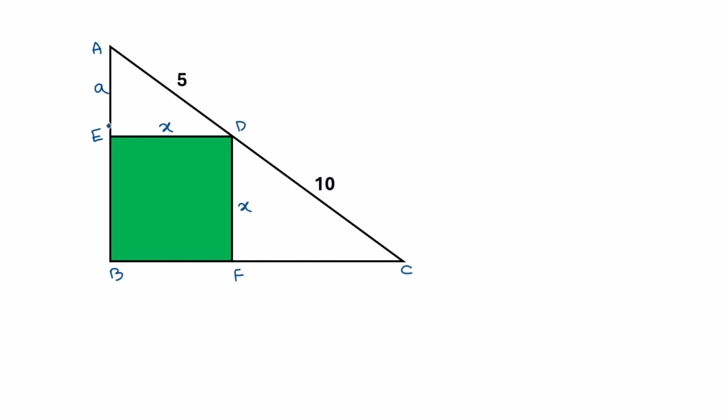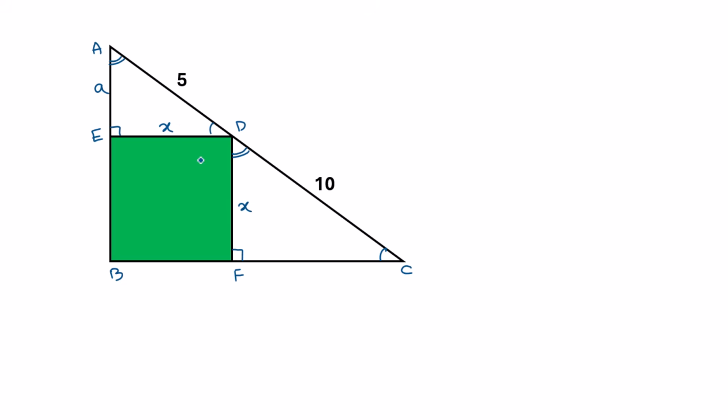Now in triangle AED and in triangle DFC, this ED is parallel to FC, and these two lines are intersected by AC. So this angle is equal to this angle, and this angle E is equal to this angle F, because both of these two angles are 90 degrees. So the rest of this angle A is equal to this D. So these two triangles are similar triangles.